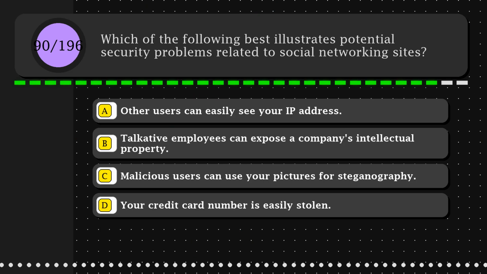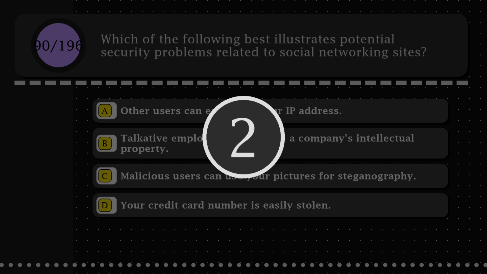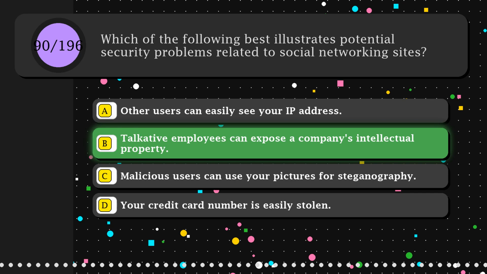Question 90. Which of the following best illustrates potential security problems related to social networking sites? Option A, other users can easily see your IP address. Option B, talkative employees can expose a company's intellectual property. Option C, malicious users can use your pictures for steganography. Option D, your credit card number is easily stolen. The correct answer is option B. Talkative employees can expose a company's intellectual property.